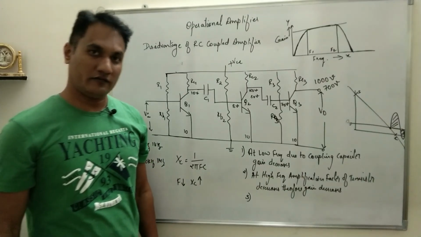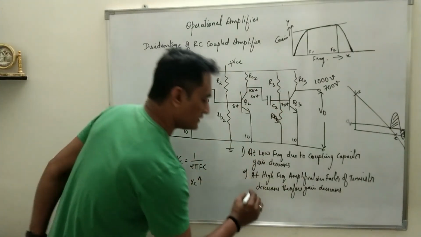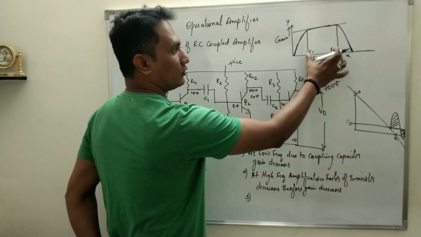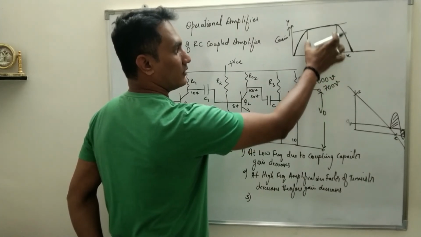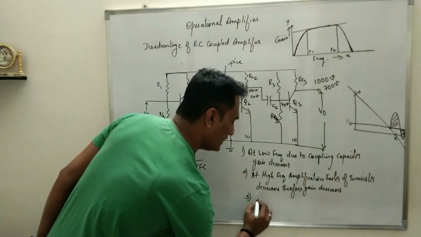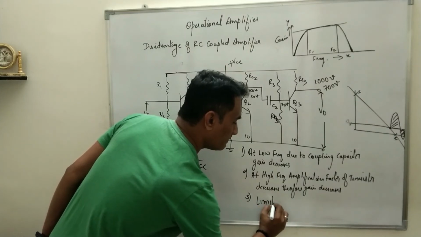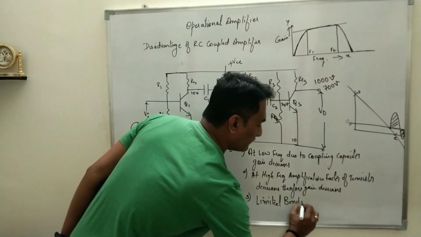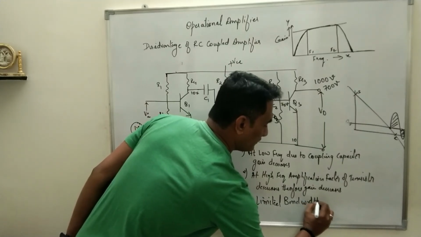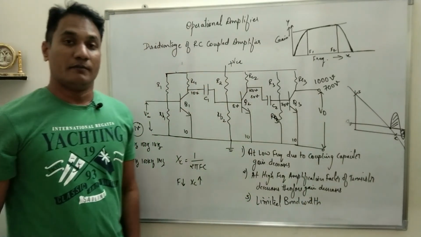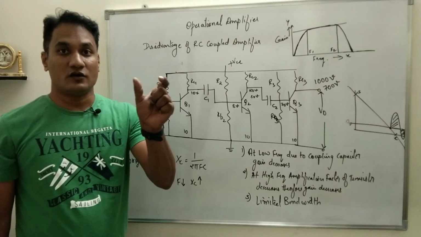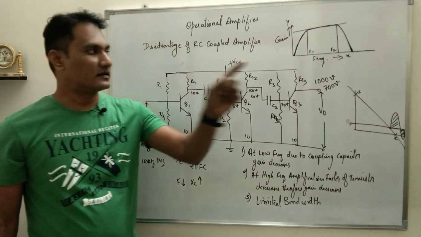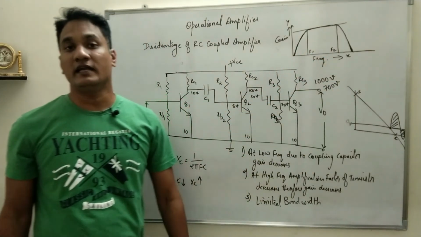This is called bandwidth, the range of frequency over which the gain is constant. So we say limited bandwidth. What is bandwidth? Bandwidth is a range of frequency over which the gain is constant and which is limited between F1 and F2, right?